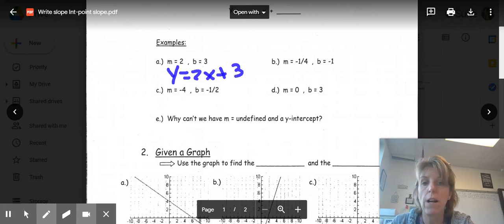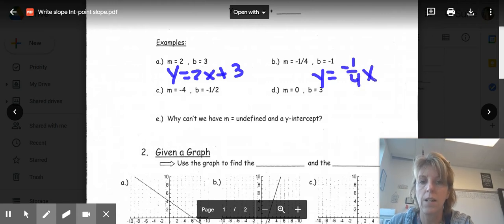Okay, what happens if there's a fraction for the slope? Doesn't make any difference, same thing. We're still going to write y equals negative 1/4 x as our coefficient. And if our y-intercept is negative 1, we're going to write minus 1. So this one's a pretty easy skill to start.